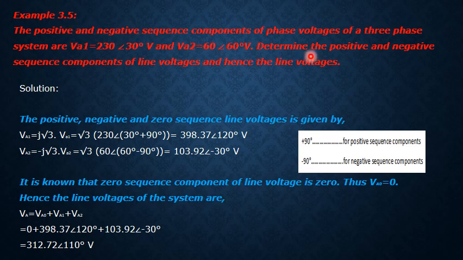So what he asked to determine is the positive and negative sequence components of line voltages. So we need to determine the respective line voltages in terms of phase voltages. As we know, the relation we have is that line voltage is equal to root 3 times the phase voltage. It is commonly known for the star connected system, right? So for a star connected system, line voltage is equal to root 3 times the phase voltage.